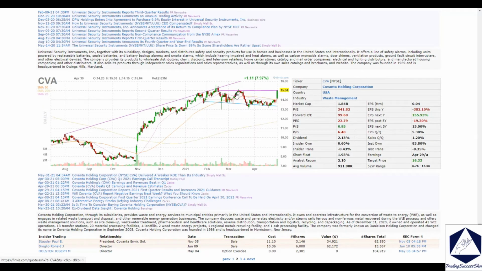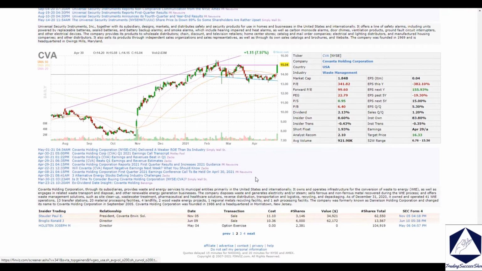Anyways, CVA, this one we are actually about to break out of this level, though the candle shows that it is extended. So if we can just consolidate here a little bit, we should be able to push higher. Overall, keep an eye on it on Monday.